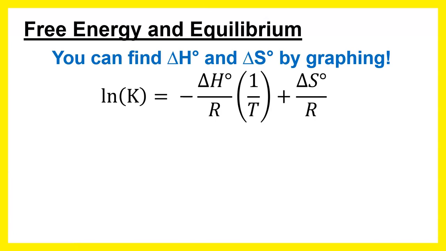So what I can do is run some experiments, graph my data, and find lots of helpful things. Natural logarithm of K is y. Negative delta H naught over R is m. 1 over T is x. And delta S over R is b.